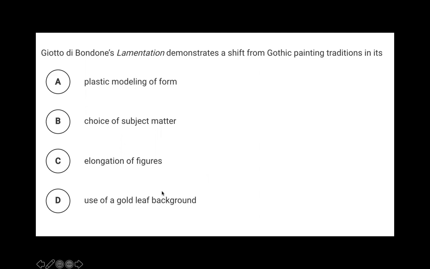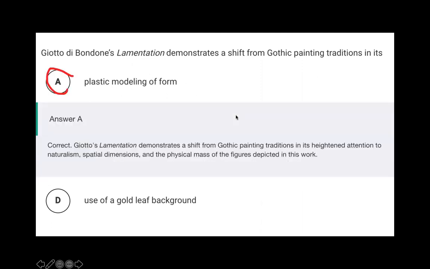So there wasn't any, I mean, there is gold, I guess, in the halos that looked very Byzantine. I don't think gold leaf was used. The figures are not elongated. They're pretty realistic. So then the answer is going to be modeling of form. I don't know why the word plastic is used there. So it demonstrates a shift from Gothic painting traditions and its heightened attention to naturalism, spatial dimensions, and the physical mass of the figures depicted in this work.